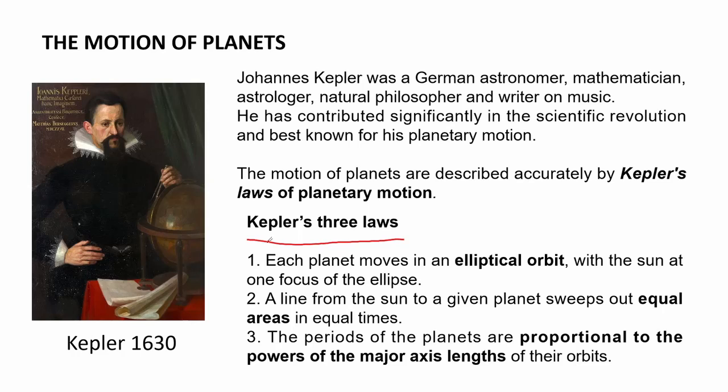Kepler's three laws are stated here. First, each planet moves in an elliptical orbit, with the Sun at one focus of the ellipse. Second, a line from the Sun to a given planet sweeps out equal areas in equal times. And third, the periods of the planets are proportional to the powers of the major axis lengths of their orbits.